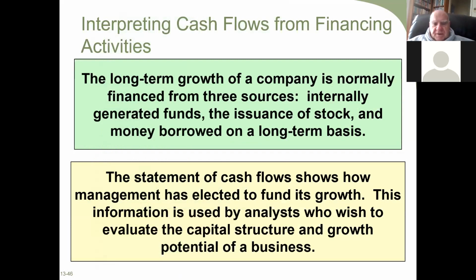Interpreting cash flows from financing. The long-term growth of a company is normally financed from three sources: internally generated funds. You start a corporation and you throw $1 million of your money in there. That's internally generated. It's the owner's contribution, contributed capital. And then after that, you issued stock to raise money, and you also borrowed money. Three cash flows from financing. And when you're paying them back, obviously that's a negative cash flow.